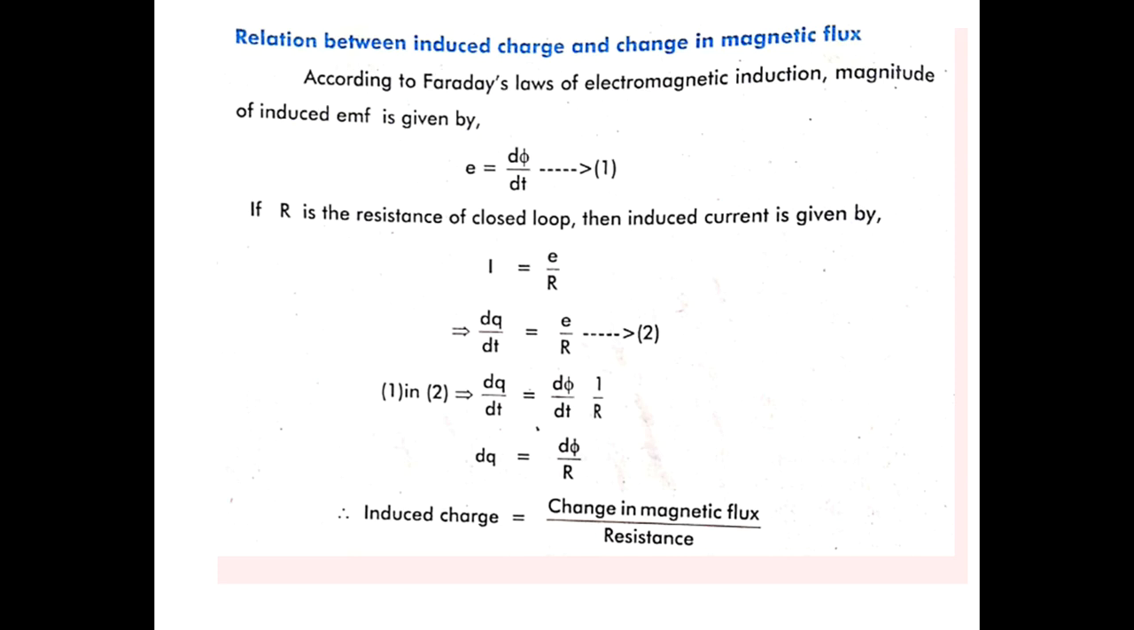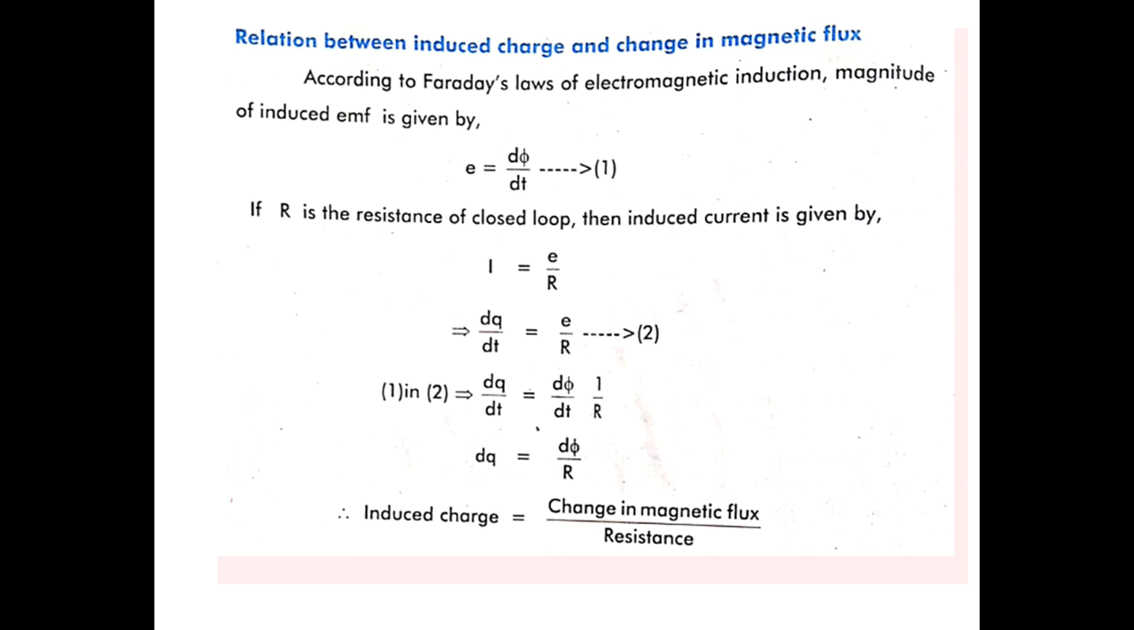According to Faraday's law of electromagnetic induction, the magnitude of induced EMF is E = dφ/dt. So the induced EMF is the rate of change of magnetic flux. Phi is the magnetic flux. This was discussed already in previous videos.